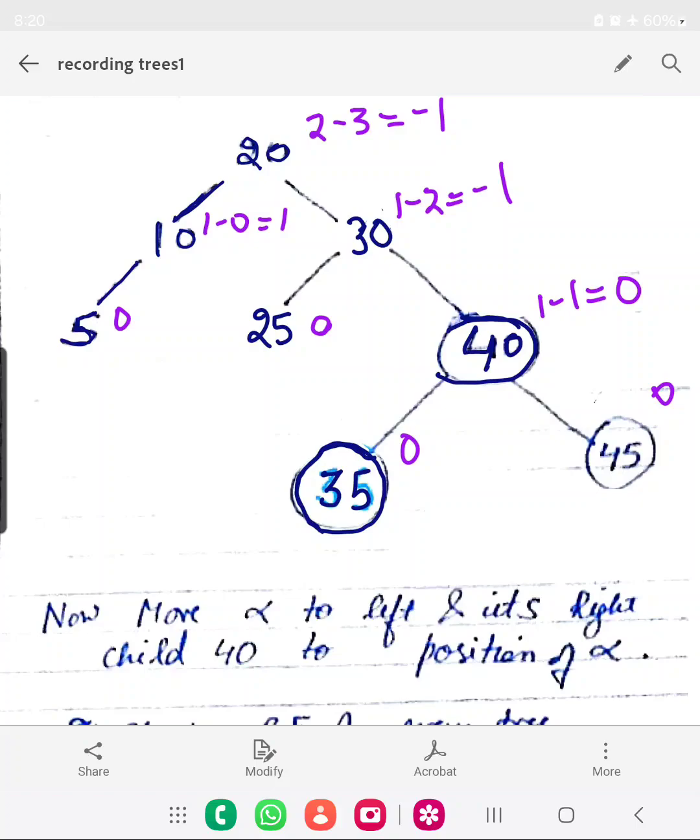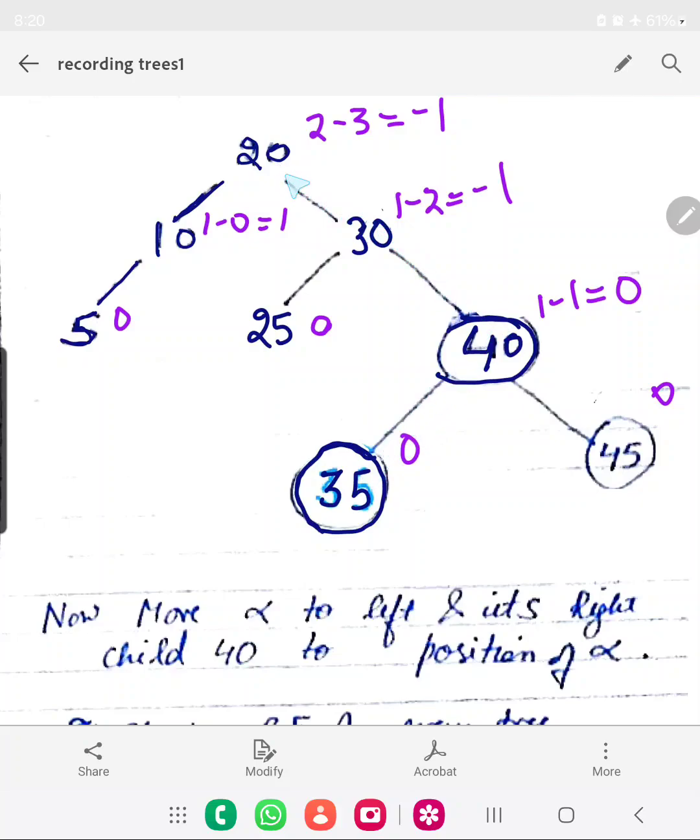As you can see, the given tree is a balanced binary search tree, which is an AVL tree. In this AVL tree, all the nodes have the balance factor, which is equal to 0, 1 or minus 1. What is a balance factor? The height of left subtree minus height of right subtree. For example, 20 has the left subtree height as 2 and the right subtree height as 3.